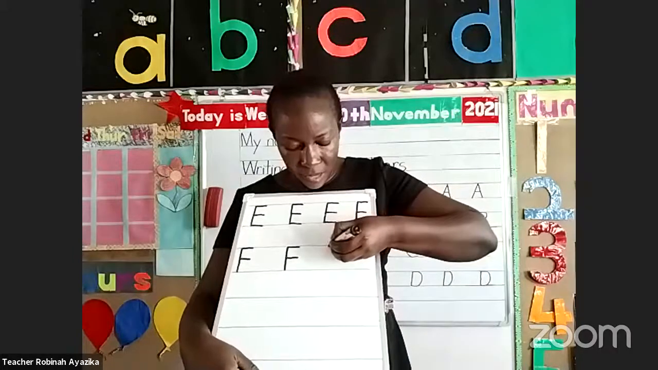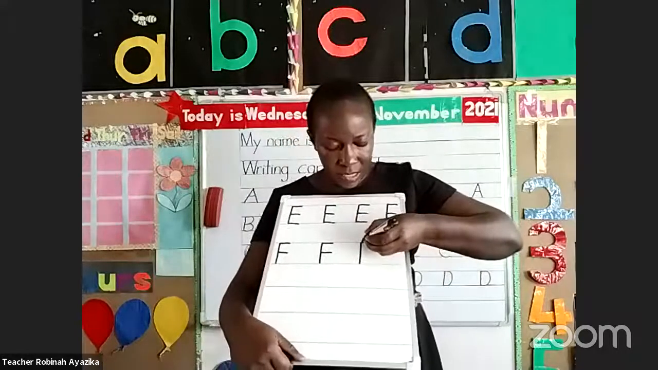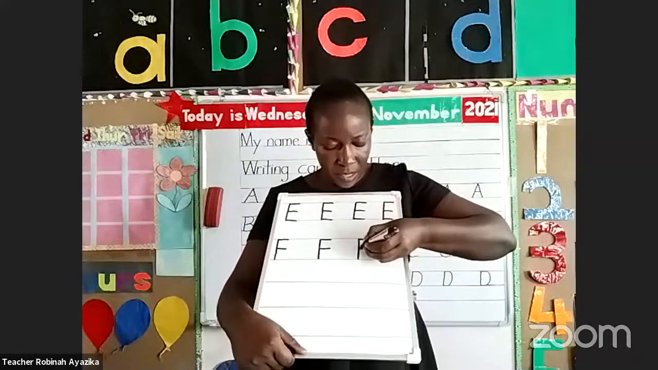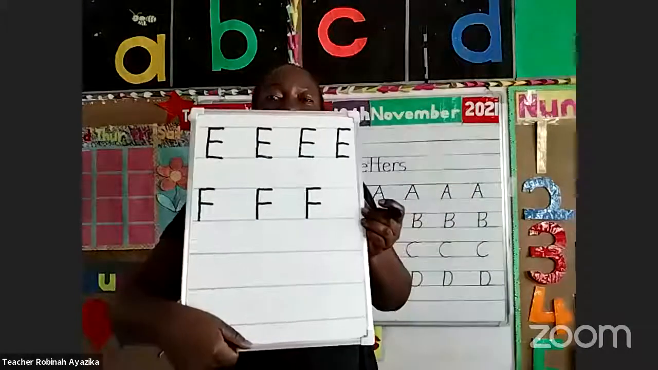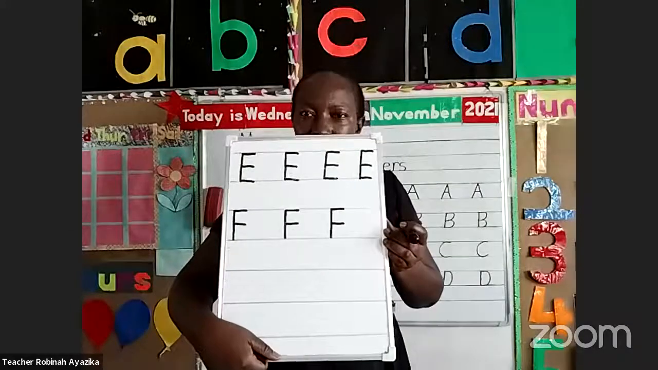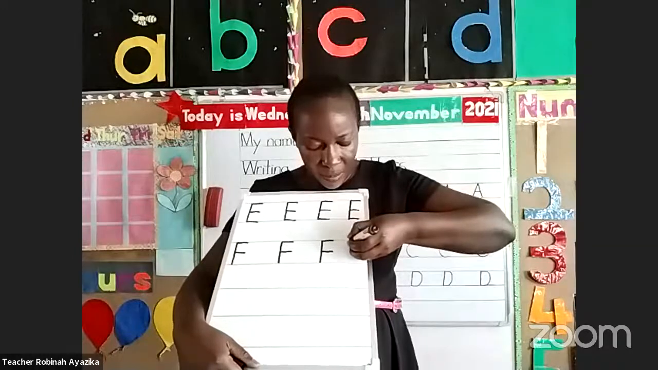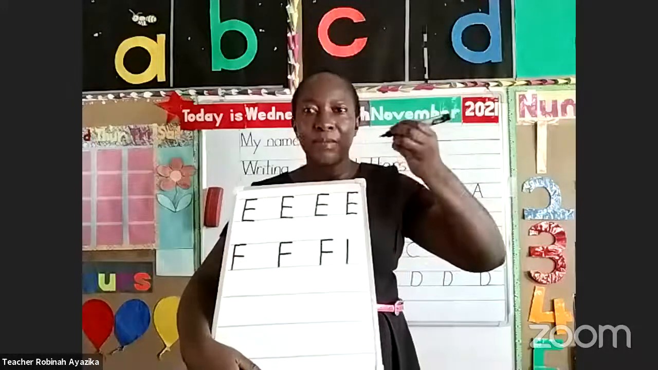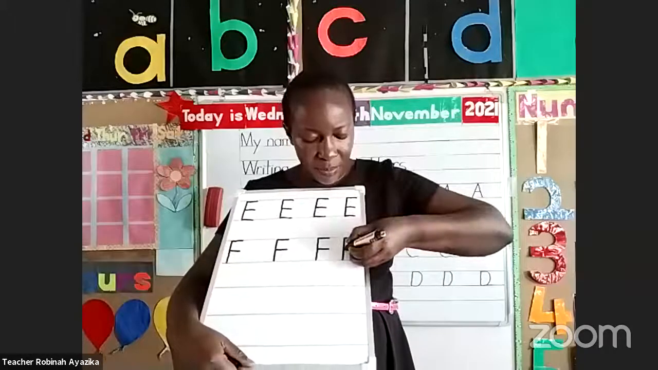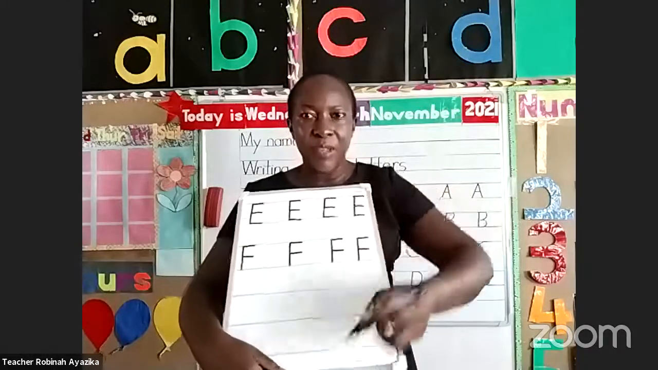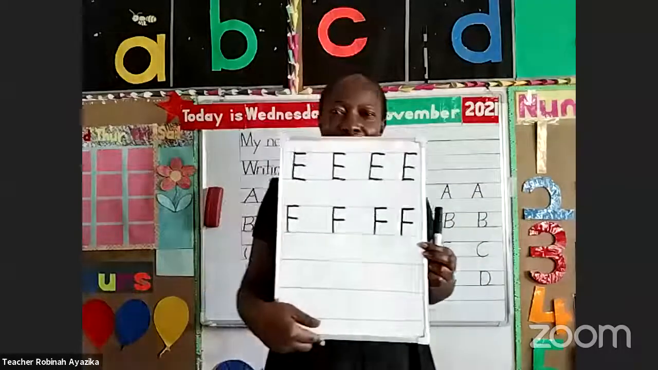Standing line from up, down. Sleeping line up, sleeping line in the middle. And there we have capital letter F. Standing line from up, down, sleeping line up and sleeping line in the middle. And there we have a capital letter F.